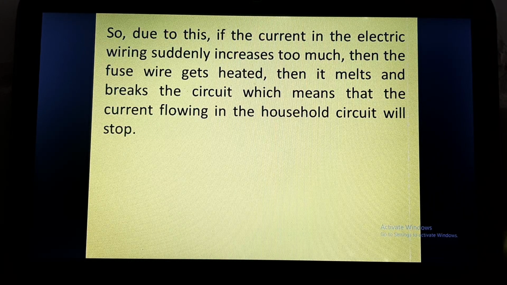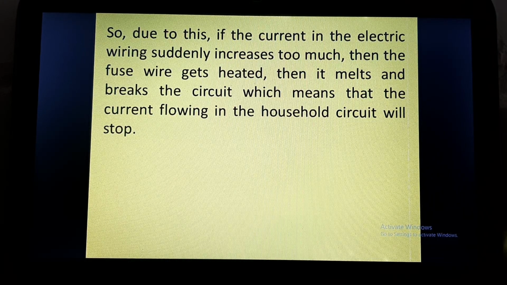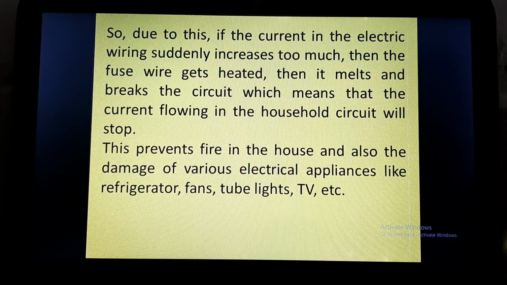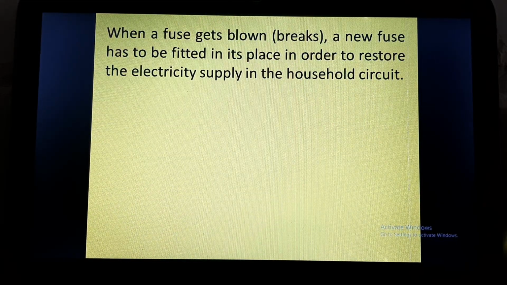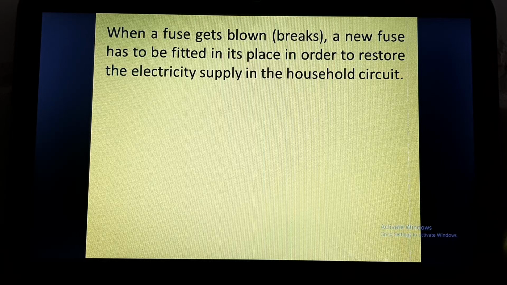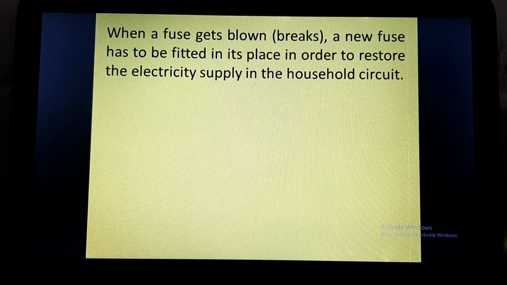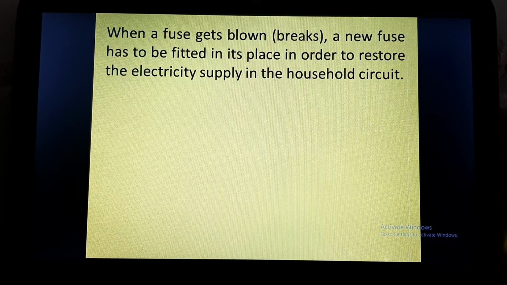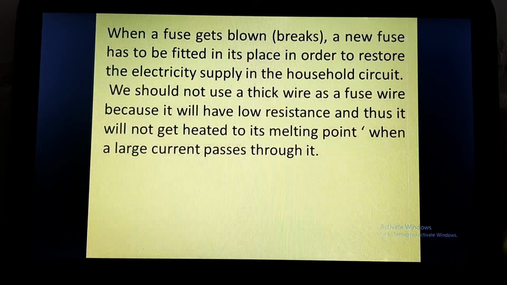Due to this, if the current in the electric wiring suddenly increases too much, then the fuse wire gets heated, it melts and it breaks the circuit, which means that the current flowing in the household circuit will be stopped. Therefore, it can prevent fire in houses and also damage to various electrical appliances like refrigerators, fans, tube lights, TVs, etc. When a fuse is blown or breaks, a new fuse has to be fitted in its place in order to restore the electricity supply in the household circuit.